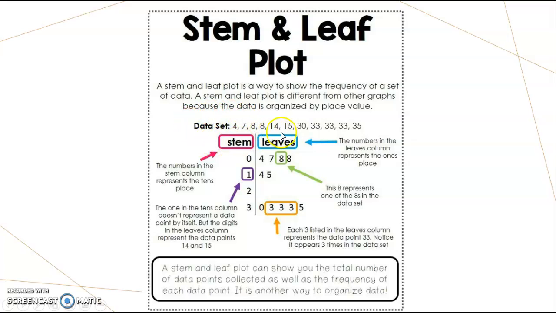Sometimes they give us a set of data, a set of numbers, and we have to organize it in the stem and leaf plot, or they give us the stem and leaf plot with numbers and we have to align them into a set of numbers.